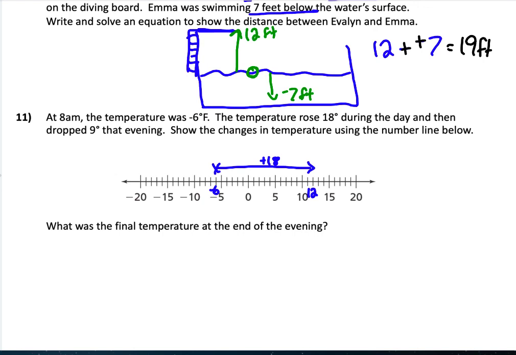But then it dropped 9 degrees. So it went down 9 degrees from 12. So we're going to count down by 9, and we ended up at 3 degrees. So what was the final temperature at the end of the evening? Positive 3 degrees. So by using my number line, I can kind of map out how it moved up and down until I can get to that final answer.